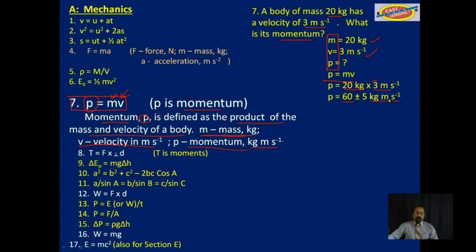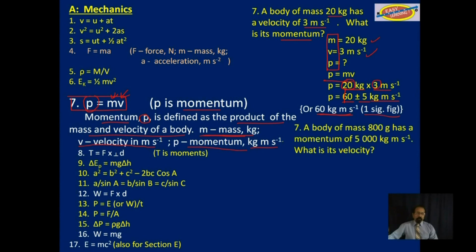Again, we are rounding off. We have one significant figure there, one significant figure there. We are rounding off our answer to one significant figure. So we are rounding off at that 6, which is in the tens position. So our margin of error will be 5 more to 5 less. We can also say 60 kilogram meters per second correct to one significant figure.